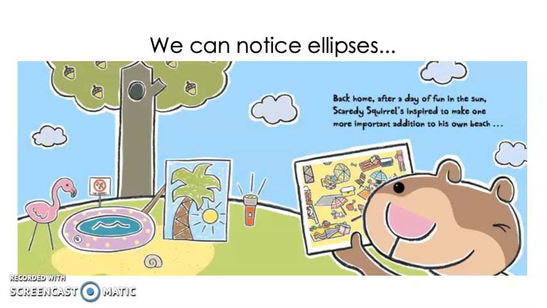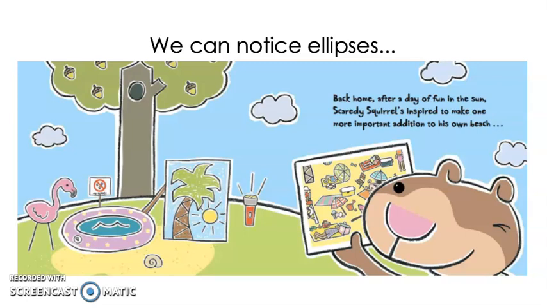Okay, so see how it almost leaves you hanging there a little bit. You want to know what the addition to his new beach is going to be, right? But it doesn't tell you on this page, so it adds an ellipses, which means one, you have to turn the page to find out what that addition to his beach was, but also it allows you to wonder, what is he going to do on the next page? What is that addition to his own beach going to be? It gives you that time to really think about it and predict what's going to happen next.